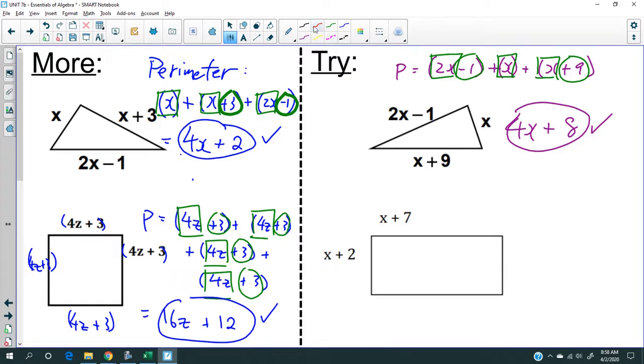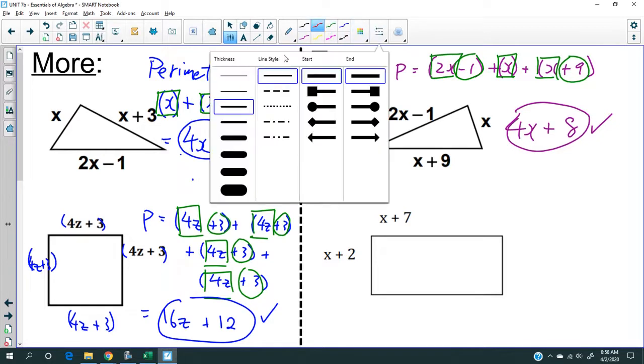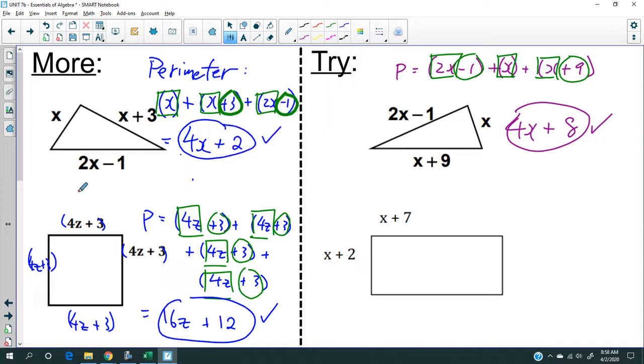Now, I know what some of you are thinking. You're thinking, hey, Mr. Ring, why don't I just take this side and multiply it by 4, right? Because there's 4 of these, right? But the thing is, that's our next topic. That's our topic starting Friday.